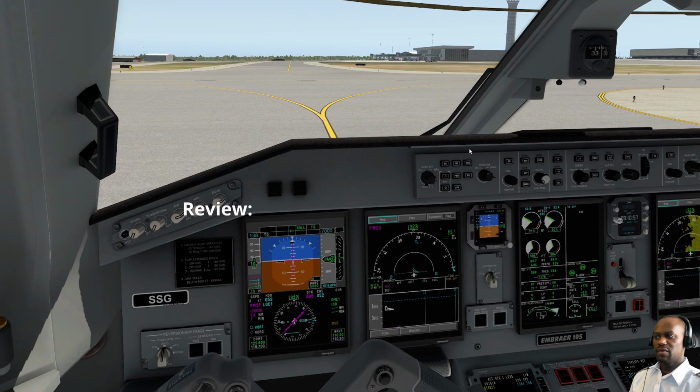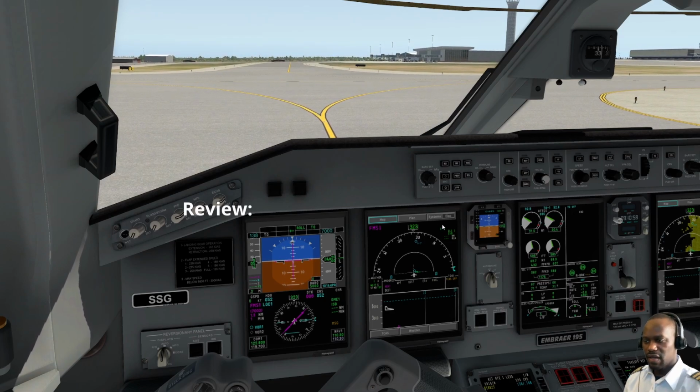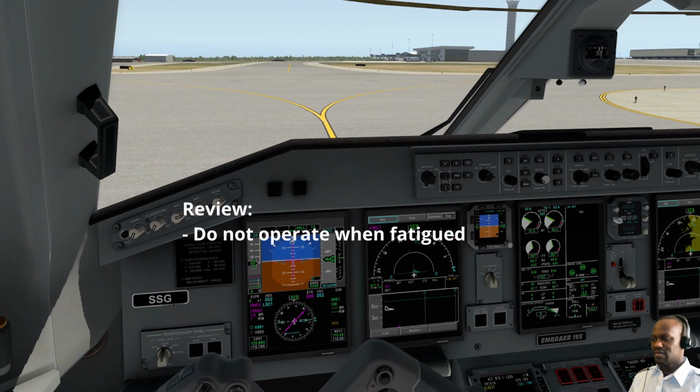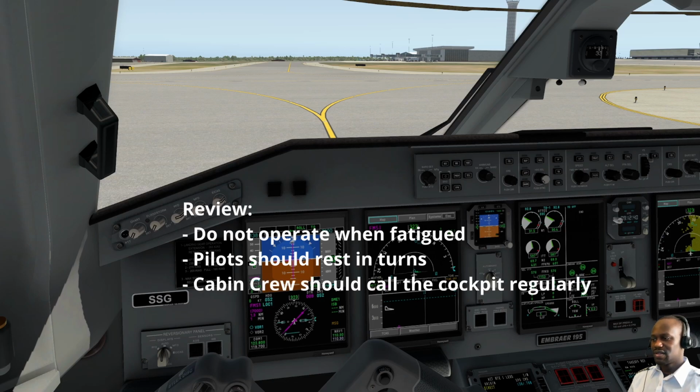We have vacated the runway. You can stop here and have a review. Main things to be aware about: we should not take a flight or operate a flight while we are fatigued, in a way that both of us will be sleeping. We should sleep in turns, and also the cabin crew should keep calling us every 30 minutes to find out how we are doing.